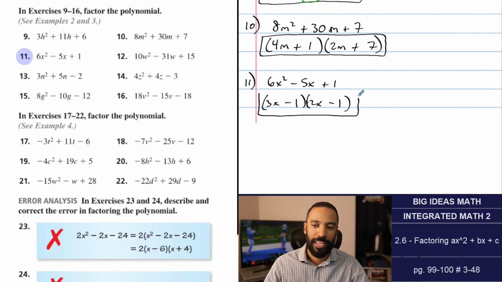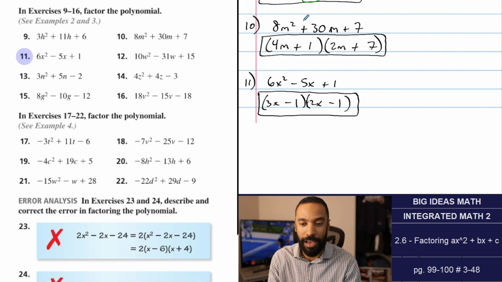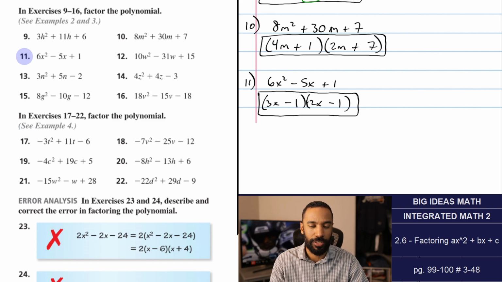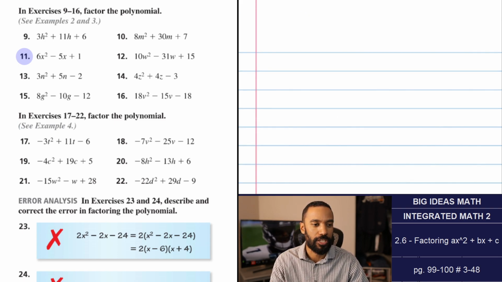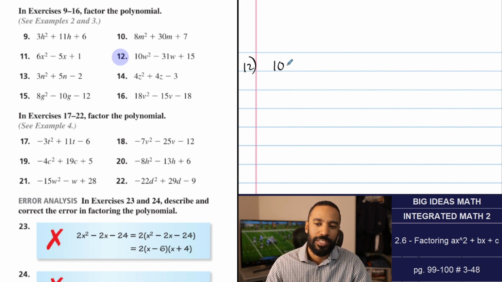Now, I haven't answered this part yet. If you tried everything, and the book actually tries everything more than they should, but if you try everything under the sun and it still doesn't factor, or there's no possibility, that means it's not factorable, or it can't factor further, basically. Because you might have GCFs, and then maybe that's all you can do, just GCFs. That might be the extent of it. Number 12, 10w squared minus 31w plus 15.